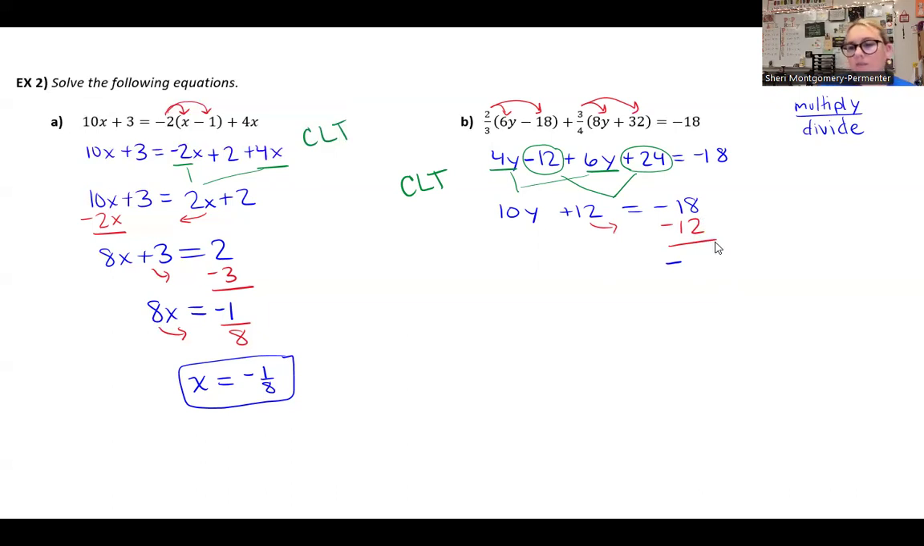Let's see. And my last step. Yep, divide by 10. What's negative 30 divided by 10? Negative 3. Very good.